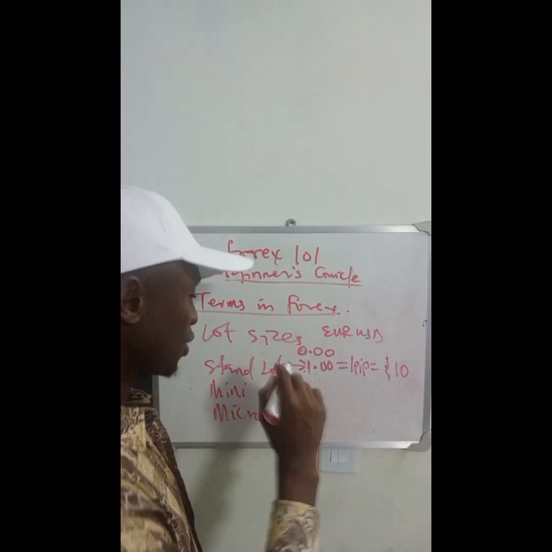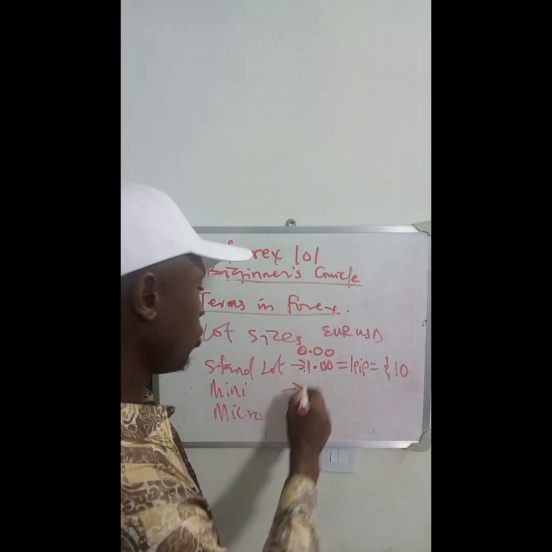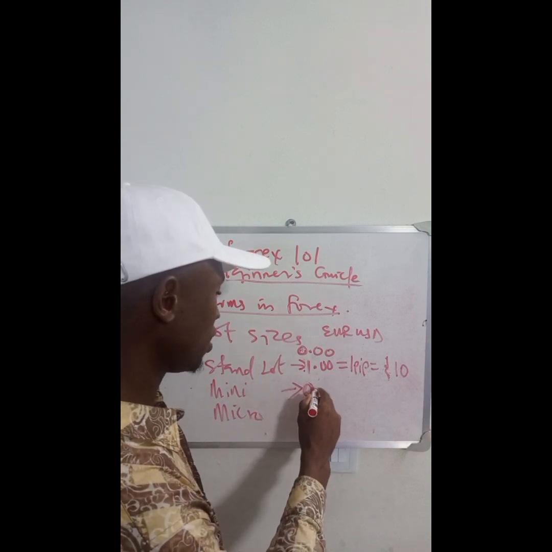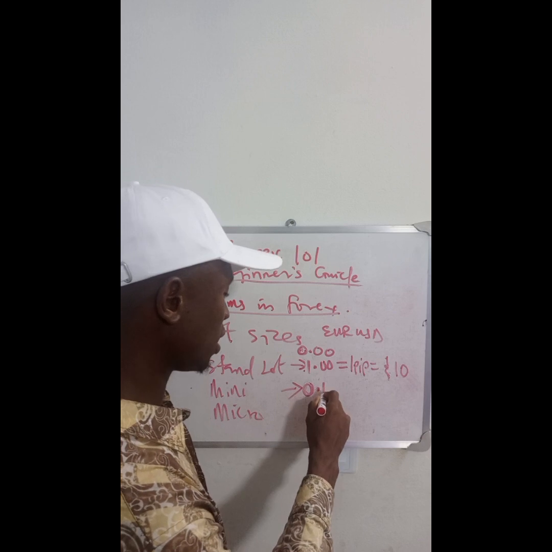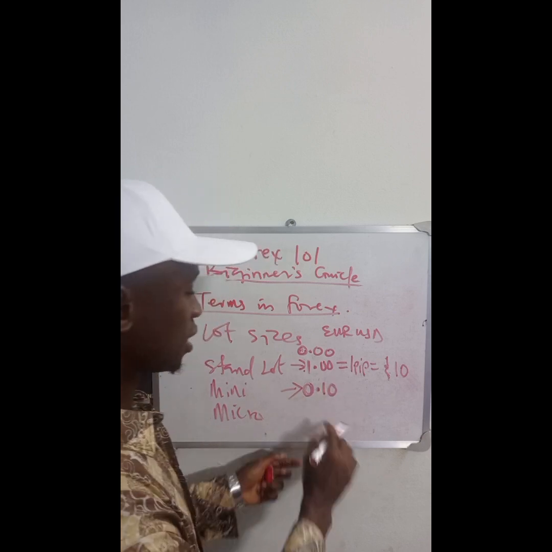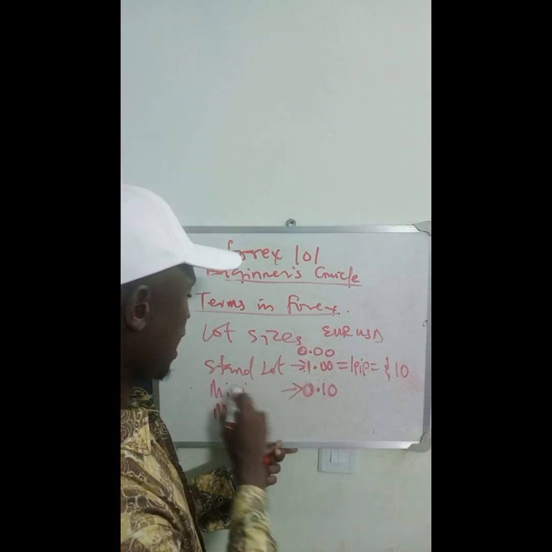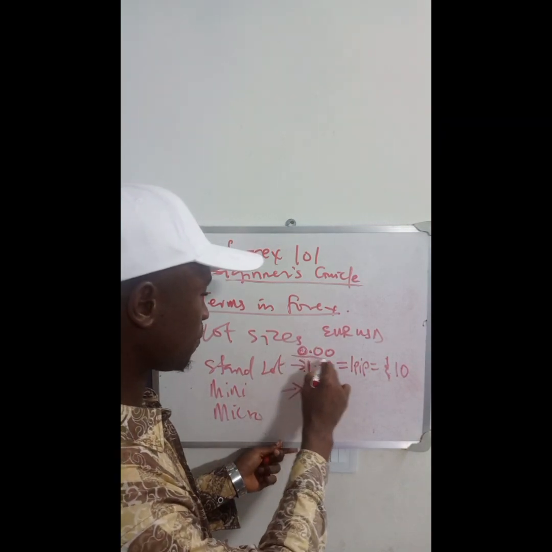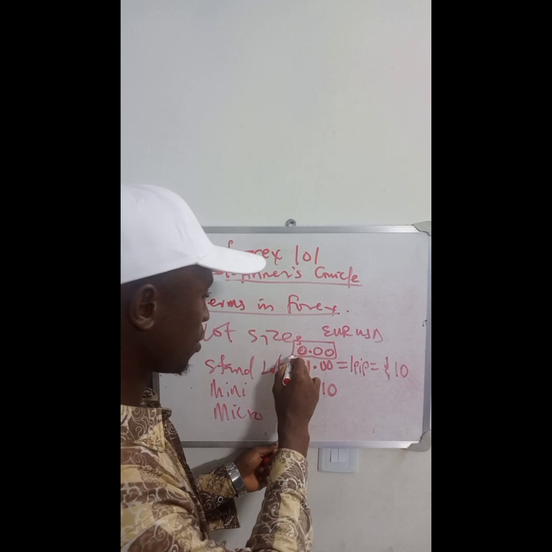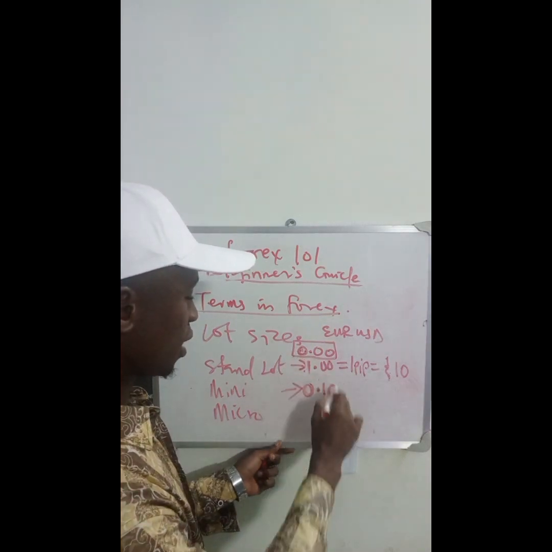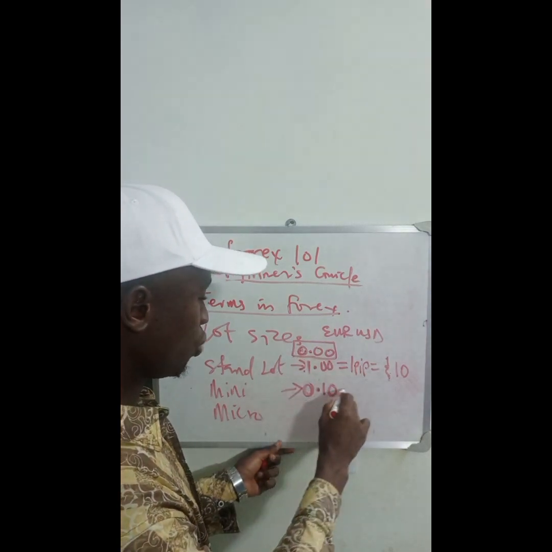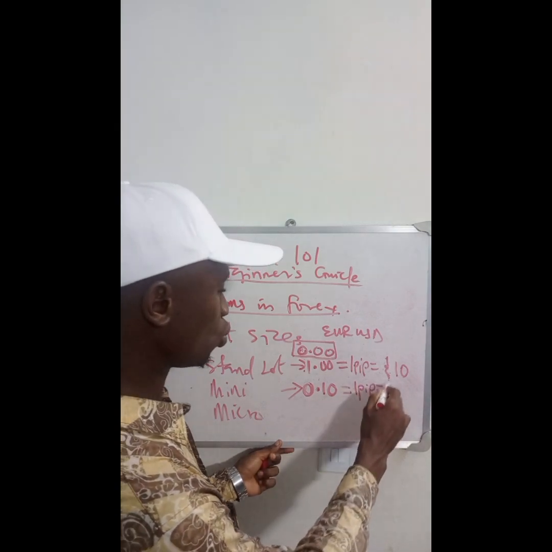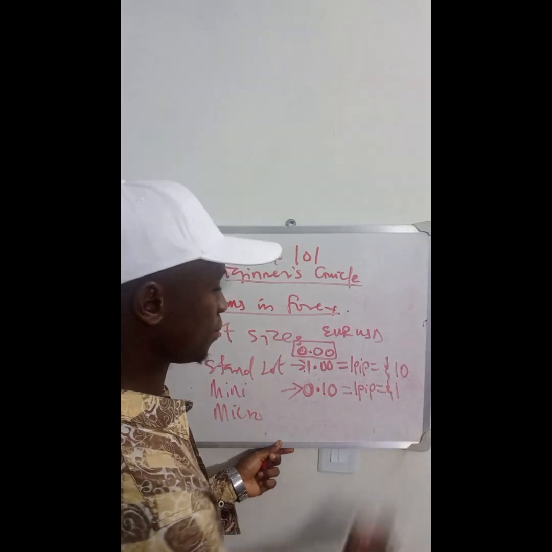Do you get that now? So that's it. When we get to mini lot size, you write it as 0.10 here. This is the arrangement. You can see at standard lot size we change here, and at mini lot size now we use this. So here is 0.10, which means 1 pip is equal to $1.